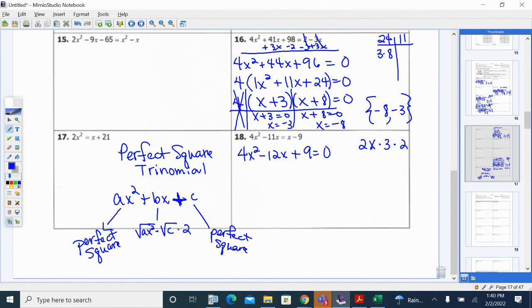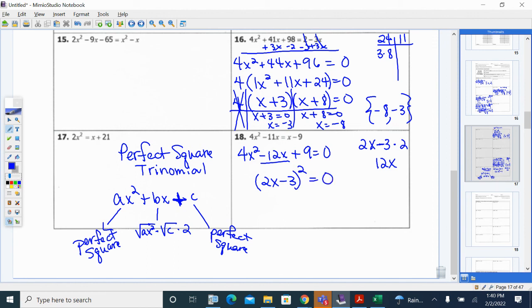Now the 2 comes from the fact that when you are factoring this using factoring by grouping, the two middle terms end up being the same. So those 2 that we end up adding together to create that bx are identical. That's where the 2 comes from. So if I multiply 2x times 3 times 2, I get 12x. Now it needs to be a negative 12x, but I can fix that by making the 3 negative. This factors into 2x minus 3 squared equals 0.